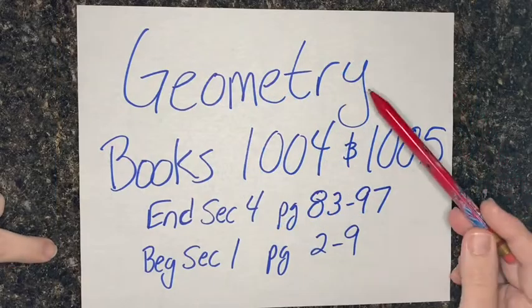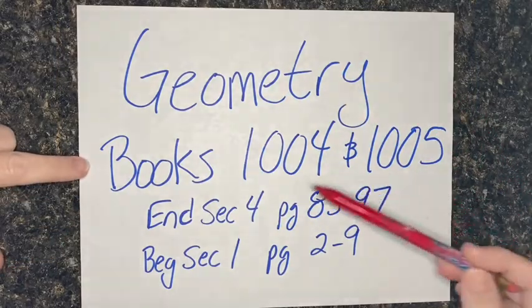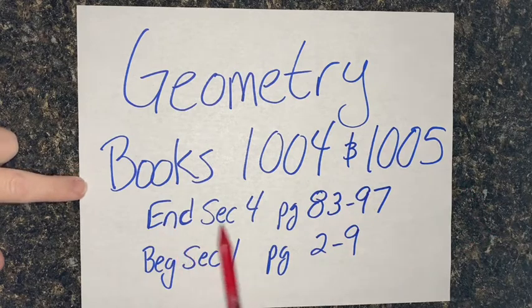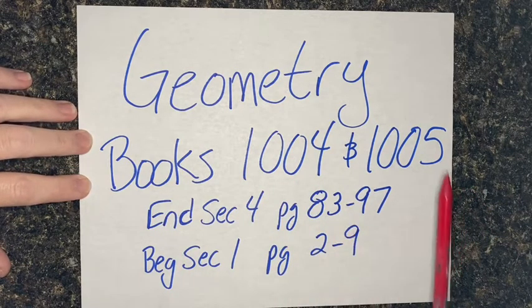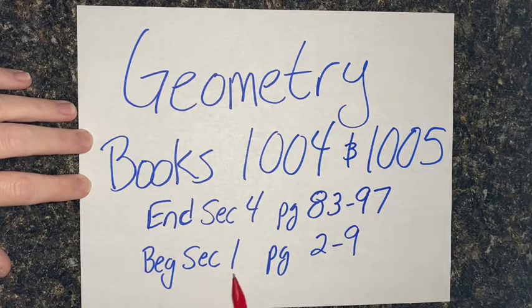All right, today we're going to be going over geometry, books 104 and 105. We're going to be finishing the end of section 4 in book 104, pages 83 to 89. And book 105, we're going to begin section 1, pages 2 through 9.